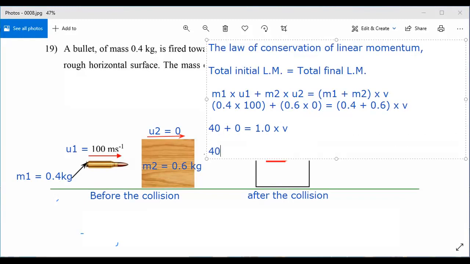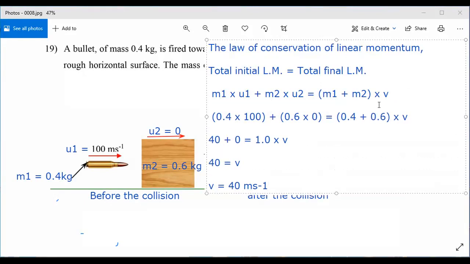So then we will get 40 equals 1 into v, which is v. So we do not write 40 equals v. We should write v equals 40, and we must write the units, meter per second. Who got this answer here? Please raise your hands up if you have obtained this answer. Lamai?